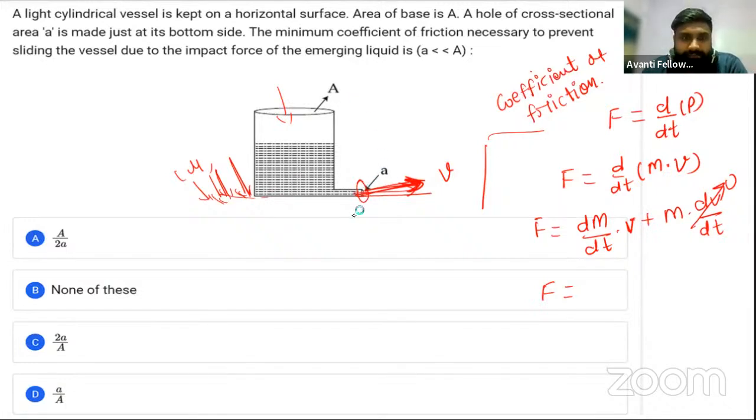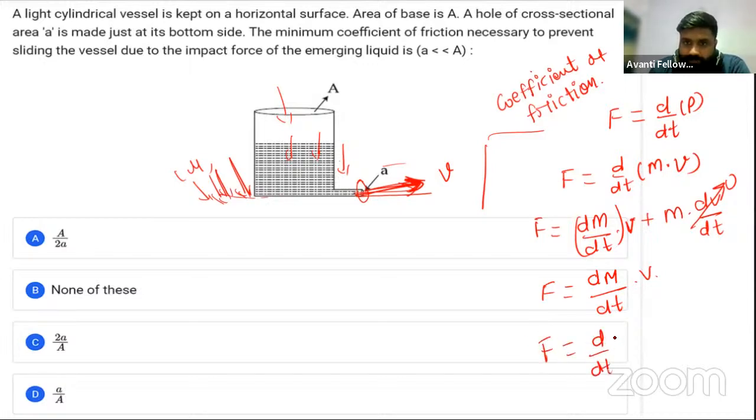What I'm discussing here is that the rate of flow of mass is not constant, because mass is continuously decreasing as it goes down. So mass is continuously flowing out. So this could be our rate of change of mass, dm by dt, into v. Now this force you can write as F equals d by dt of density multiplied by volume into velocity.